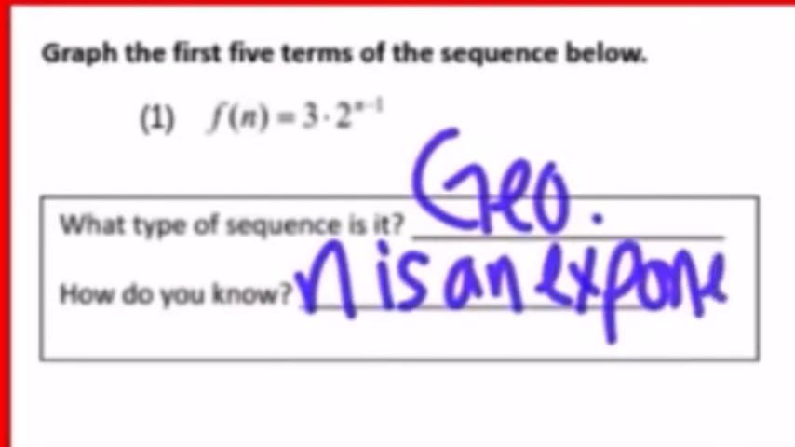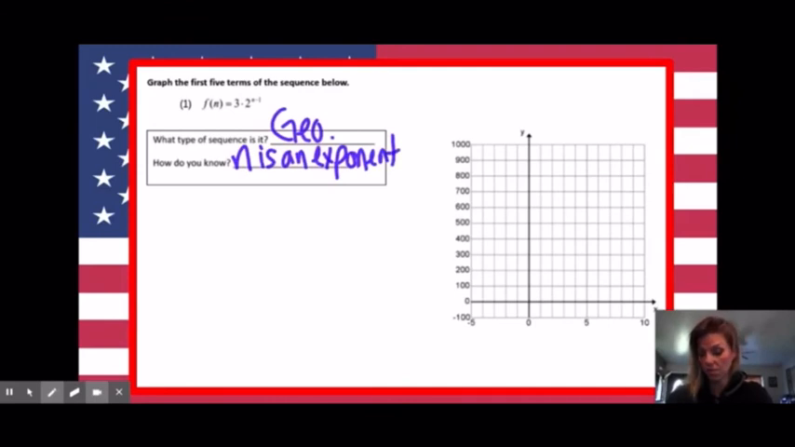And if you don't know that, what I want you to do right now is go to your y equals and type in 3 times 2 raised to the n minus 1, or x minus 1 we have to use. Hit your graph key, and you're going to see that you have an exponential function.